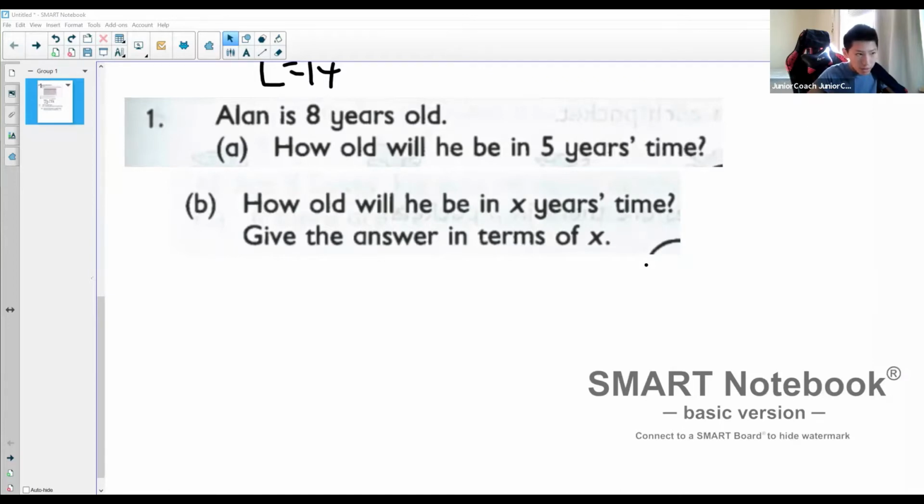There's no need to solve the first one. Just tell me the answer for 1B, because we're going to introduce ourselves to algebra and the different symbols. All right, doesn't look like anyone has the answer, but for the second one, the way we would put it is, if he's 8 years old, why is it not giving me the pen? That's weird. Okay. If we have 8 years old and then in 5 years, it would be 8 plus 5.